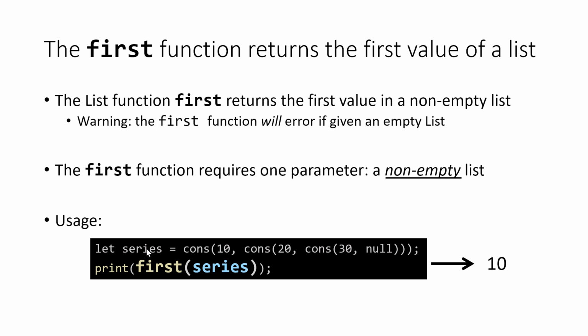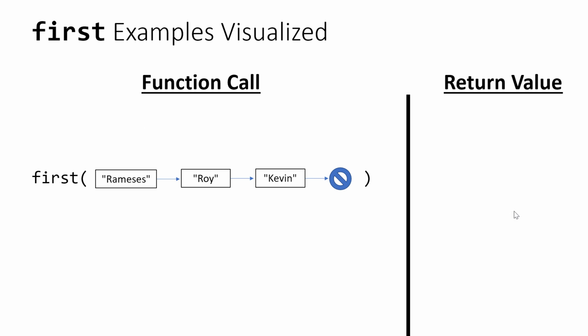Here in this example, we have a series of cons 10 onto cons 20 onto cons 30 onto null, or 10 followed by 20 followed by 30 followed by null. If we ask this series for its first value, we would get 10 back out of it, because that is the first value of this list. Once again, if we have a list where Ramses is followed by Roy, followed by Kevin, followed by the empty list, and we ask that list for its first value, it would be the string Ramses. If we ask the empty list for its first value, we will get an error.